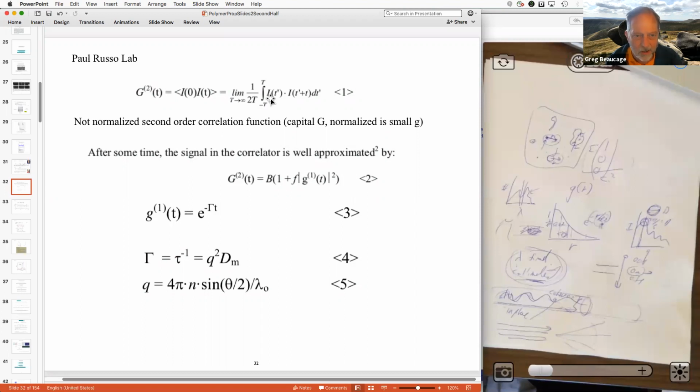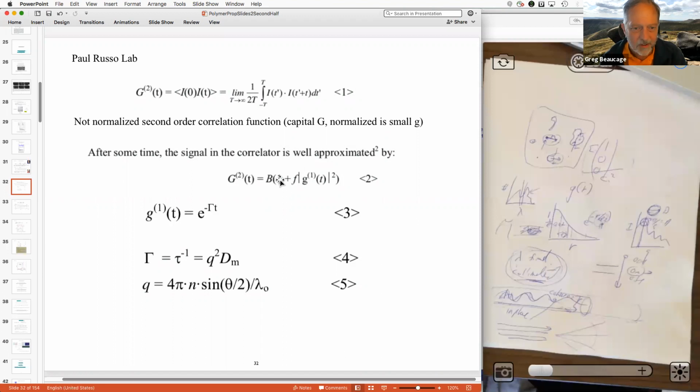It's not normalized because you haven't divided by I squared, right? So you have to divide by the average value squared, what you would get when t is 0. And then you can get this G2 almost instantly in a dynamic light scattering machine. What would have taken a very long time to get, you can get instantly because they figured out how to wire this through the magic electronics.